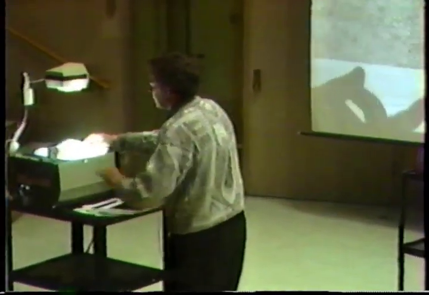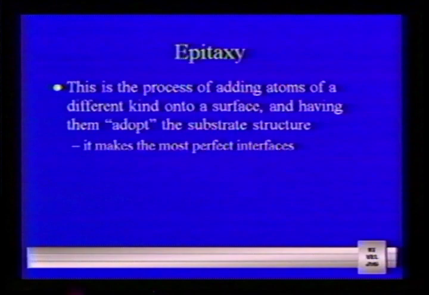Okay, one of the other pictures I want to show you is to do with growing 2 different types of material on top of each other. This is called epitaxy. And it's also very important. It's something that I'm particularly interested in. Epitaxy is when you add atoms of a different kind onto a surface and hope that they will adopt the same arrangement as in the crystal.